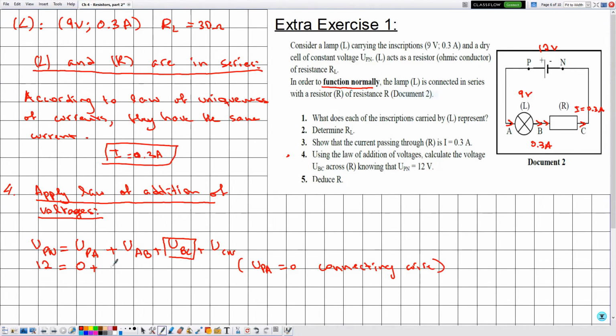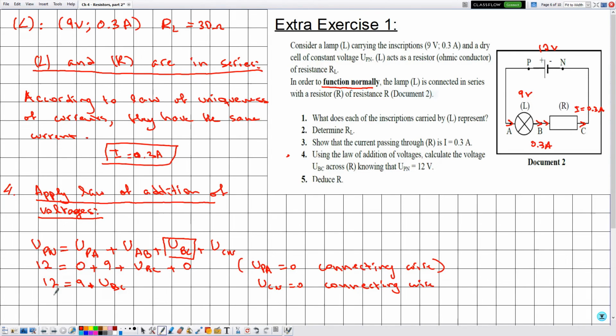Now as for UAB, it is equal to 9 volts because the lamp is functioning normally. UBC is kept as a variable because we are interested in determining UBC. Plus UCN, across C and N we have a connecting wire, and we didn't justify this previously. So in this case we have that 12 is equal to 9 plus UBC.